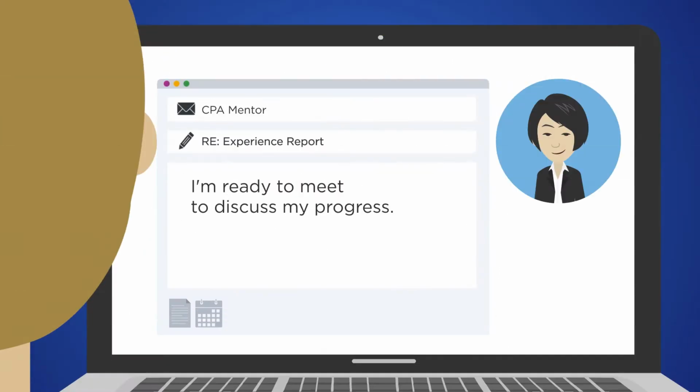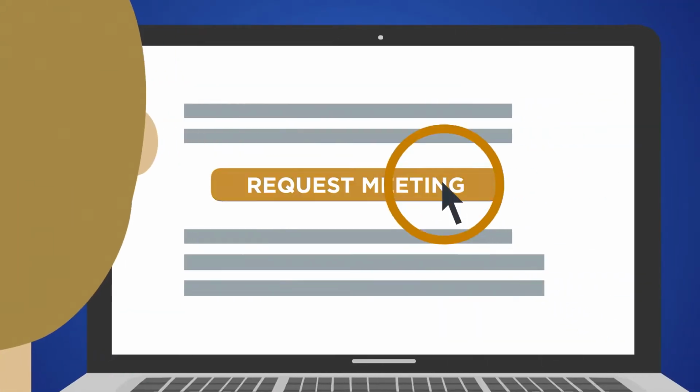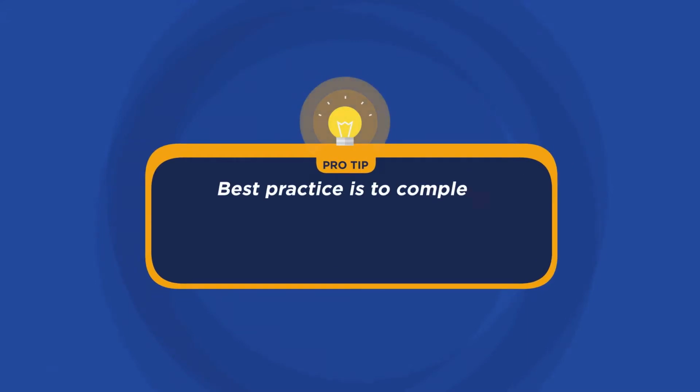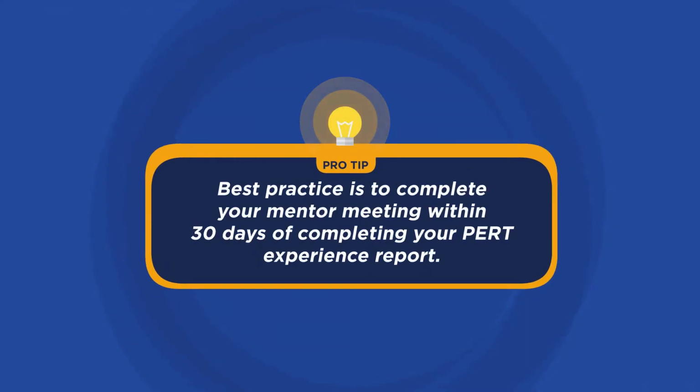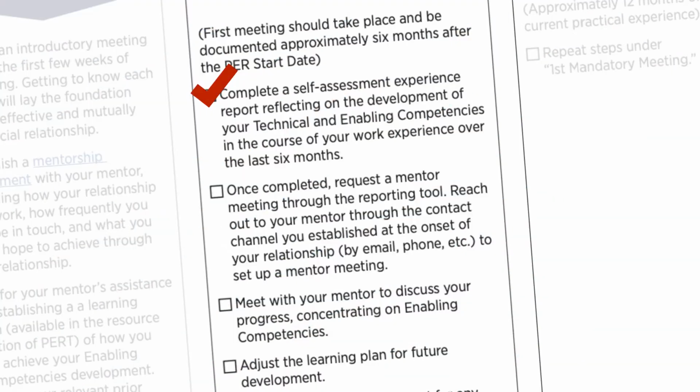Jason and his mentor agree on a date and time to connect, and he requests a mentor meeting in PERT. He has now completed the second step in the checklist. Jason meets with his mentor to discuss his progress through a video call.